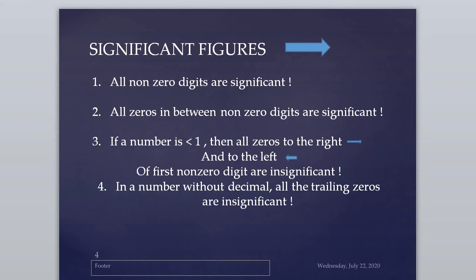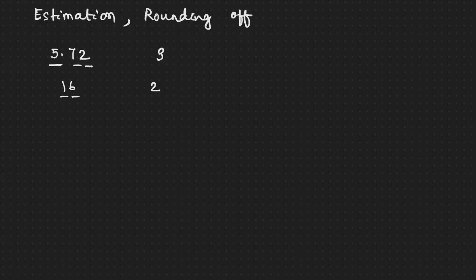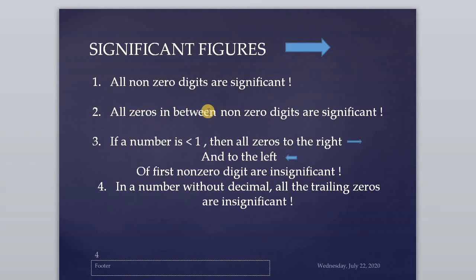I told you, significant figures mean that if you are writing it down, all the non-zero digits are significant figures. That means if I am writing 16, it has two significant digits. Next, all zeros in between non-zero digits are significant.